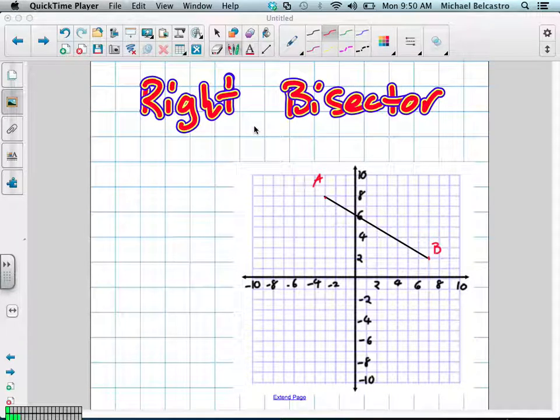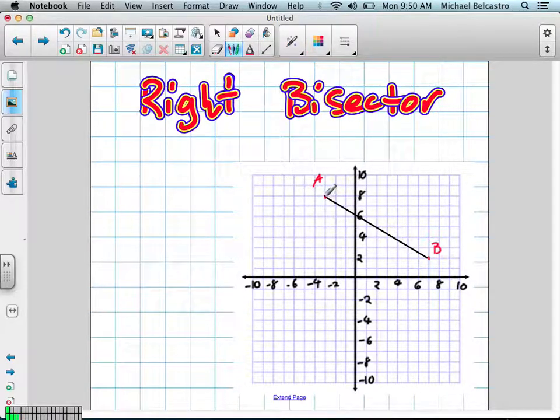Okay, so the last thing we're going to look for is the right bisector of a line. So we have this line segment here, AB, and a right bisector. Bisect means to cut in half. So to cut in half, what part of the line do we have to find? The midpoint. So we need to find the midpoint. What they mean by right is a right angle.